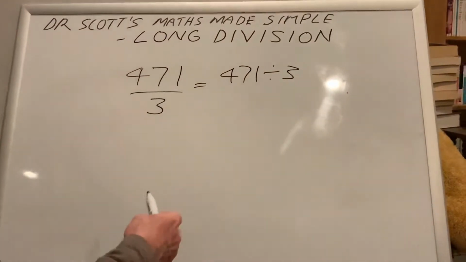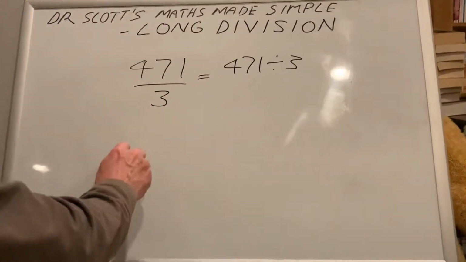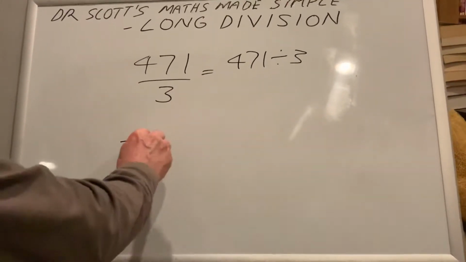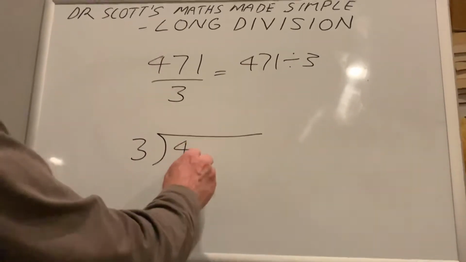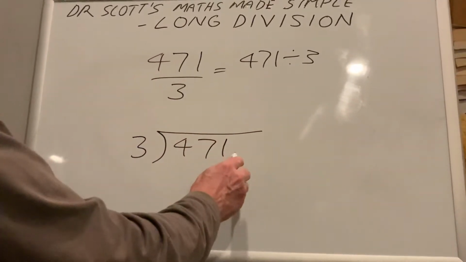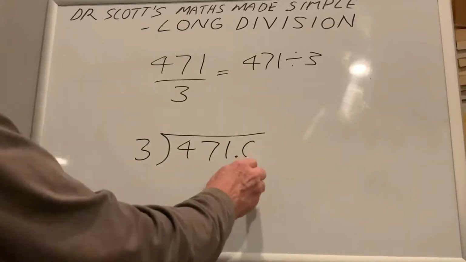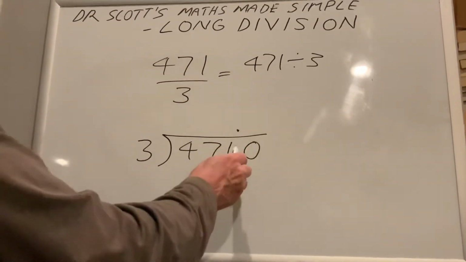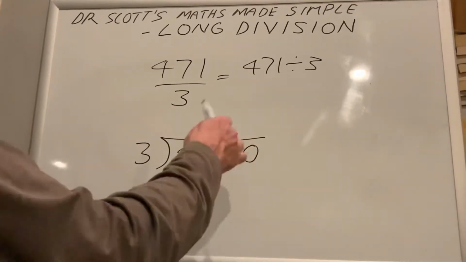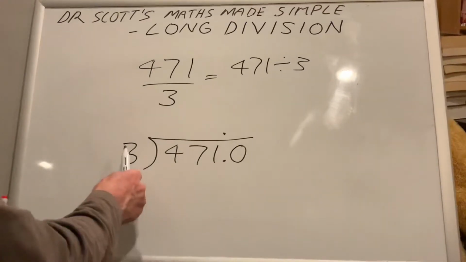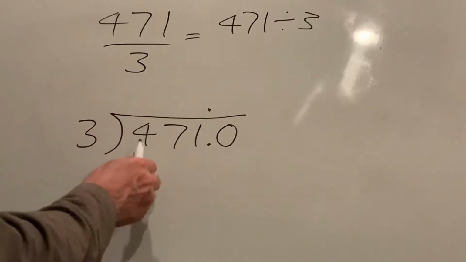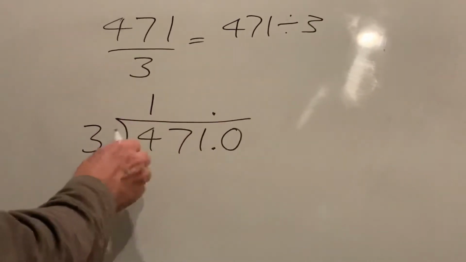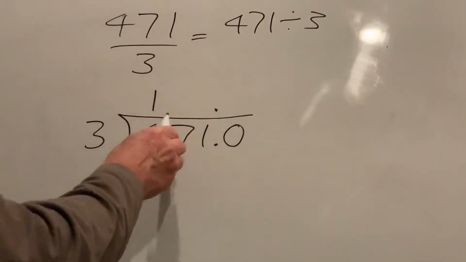The way we do long division is we put the 3 here, we put a bracket and a long line. We put 471 point decimal 0. We'll put a decimal above as well. Just remember that for later. So 3, the way we do it, how many times does 3 go into 4? It goes once, and there's 1 left over.